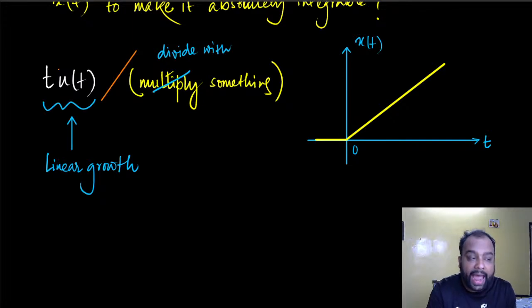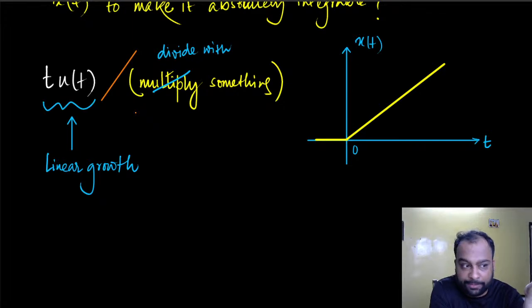Let that sink in. I'm trying to divide the signal with something, an expression or a signal, such that that portion actually grows even faster than the ramp signal here. So the ramp signal grows linearly, but I'm trying to divide the signal with another signal which grows even faster, at a faster rate, right? So try to understand the point here. Let me think about a signal that grows even faster than this. Oh yes, I know, it's an exponential, right?